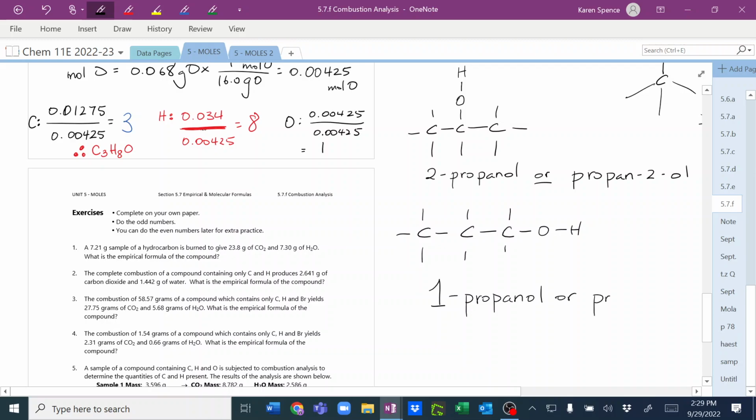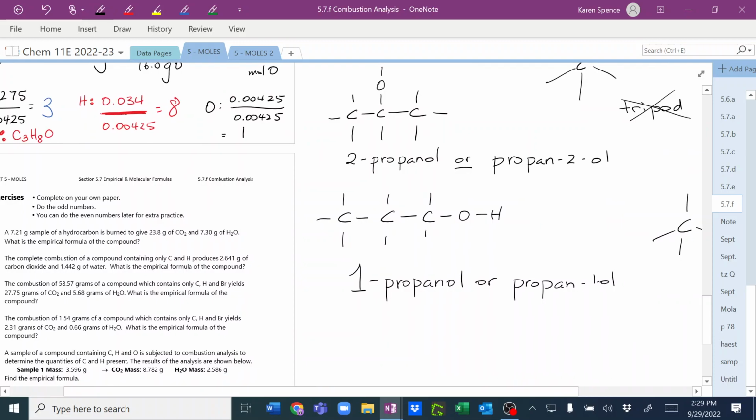Or propan-1-ol. And you might be like, why is it not 3-propanol? Because it looks like it's on the 3rd carbon, yes? However, if you were to take that structure and flip it, it would be carbon number 1. So it's actually, this is the same as that. They're the same molecule, just rotated.